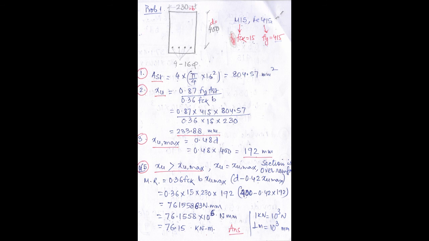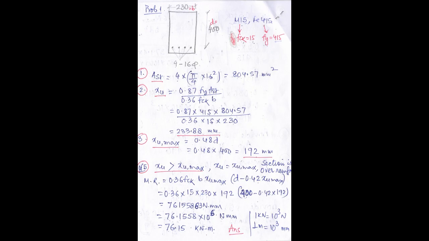You see the value of the steel used and then you choose the value of Xu max. So Fe 415 steel is used. So the value of Xu max equal to 0.48 into d. So 0.48, what is d? Effective depth. What is the value? 400. It is given in the problem. Correct? So 0.48 into 400, 192 millimeter.